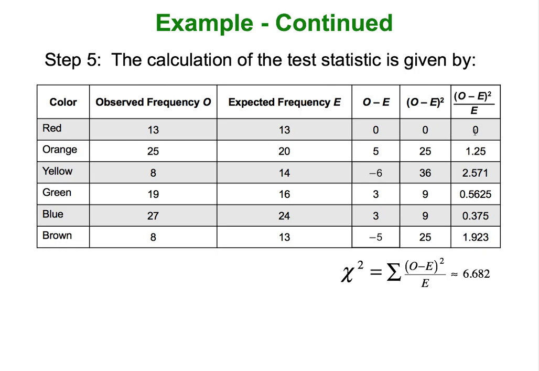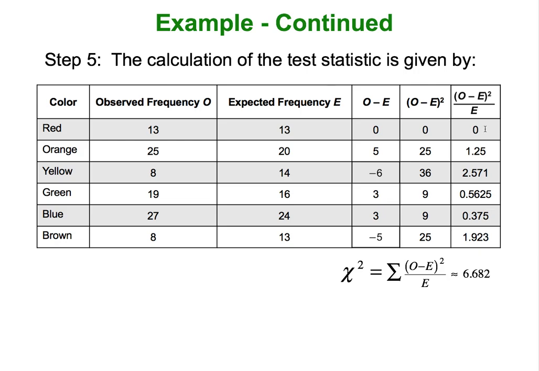So that one's kind of unexciting. It's just a bunch of zeros. Let's look at the second row. Our observed is 25, and so we subtract 20, and we get 5, and so that's our O minus E for this color, orange. Then we square that 5, and we get 25. Then we divide that by its corresponding expected frequency, which is 20, and that's 1.25. We perform similar calculations for the yellow, green, blue, and brown colors.